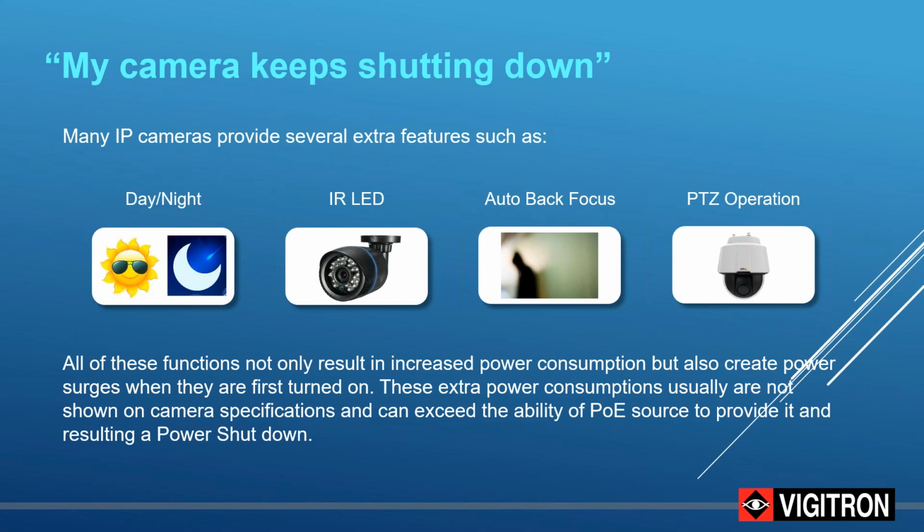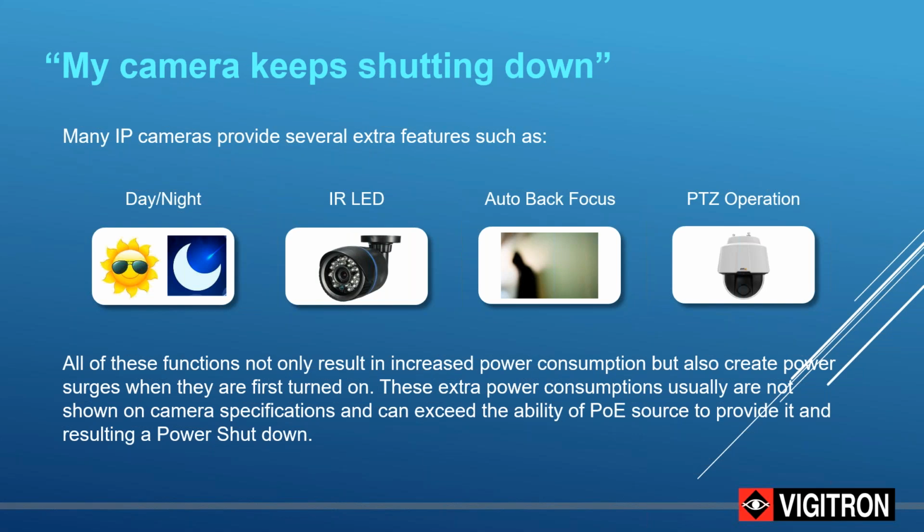Manufacturer checks out the camera, it works perfectly, returns it to them, and the same cycle starts again. Very costly, very unproductive. What's really happening is during the nighttime, when day-night came into effect, when the LEDs turned on, the power surged. It surged over the point of the PSE's ability to provide that power. Thinking it was a short, it shut down.